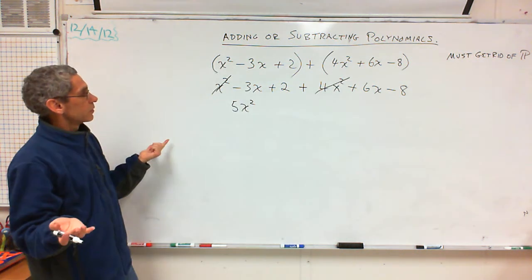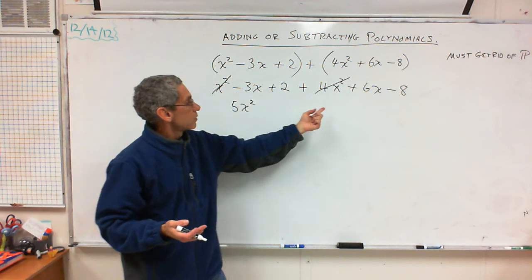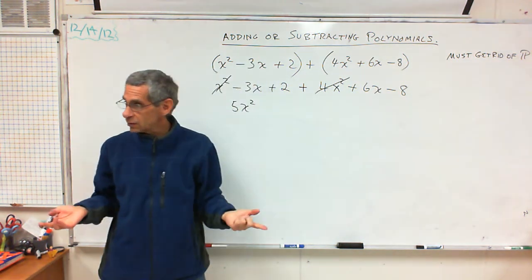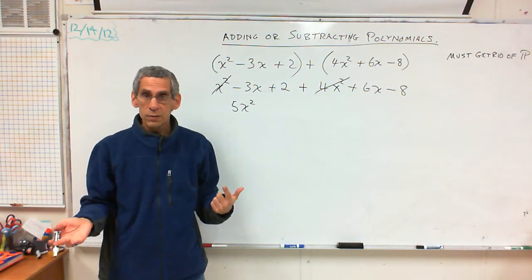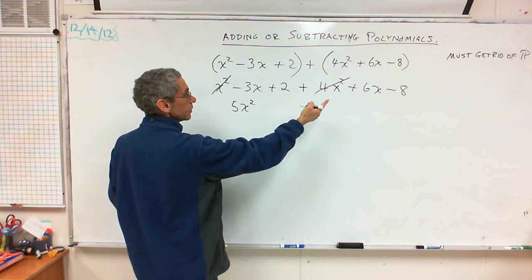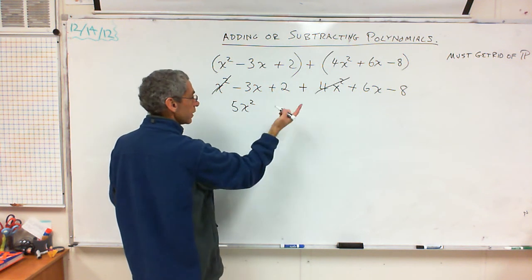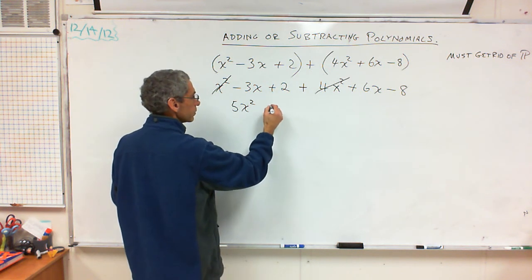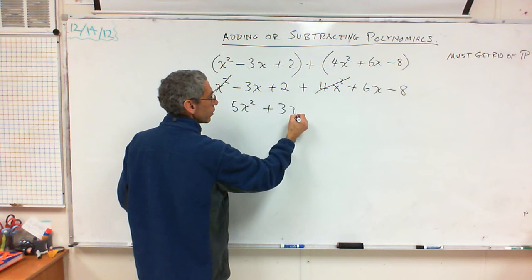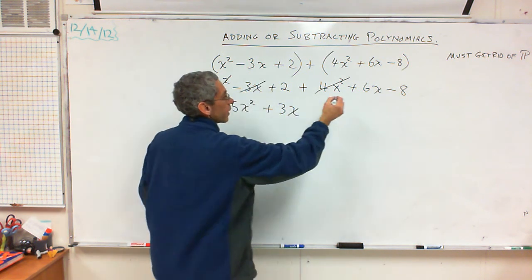And then x's. There's a negative 3x and there's a positive 6x. Are those like terms? Yes. So what do I do? Add them. 6x minus 3x is positive 3x. So I write plus 3x. And I cross those out.